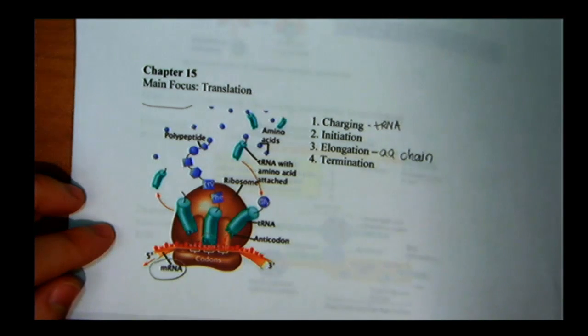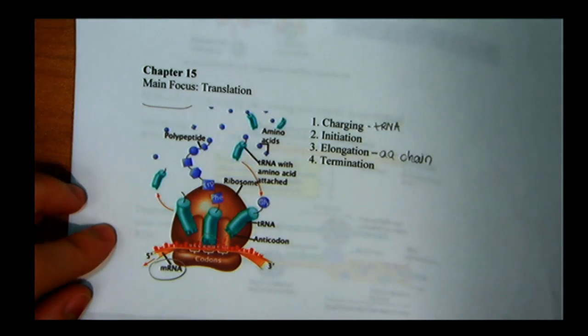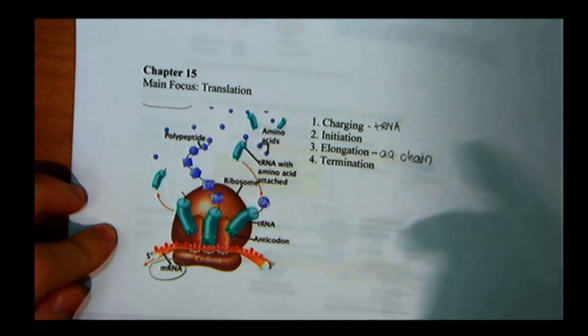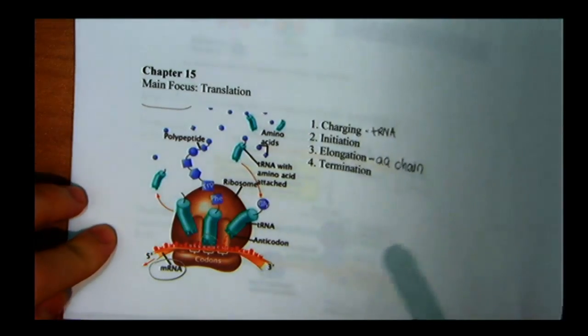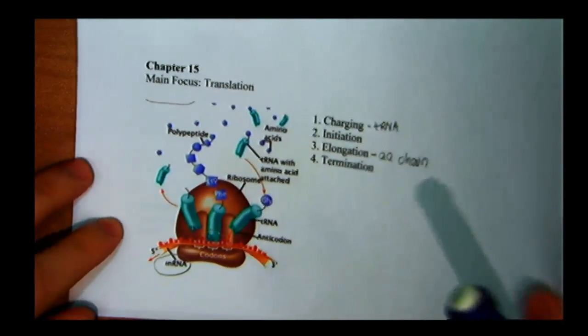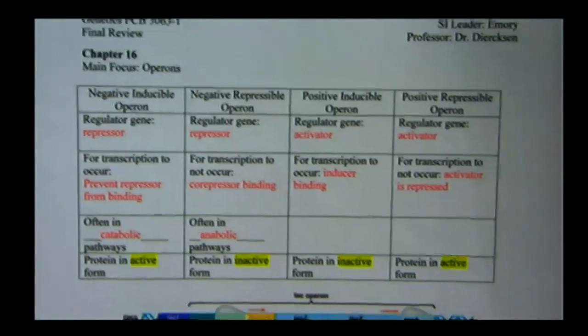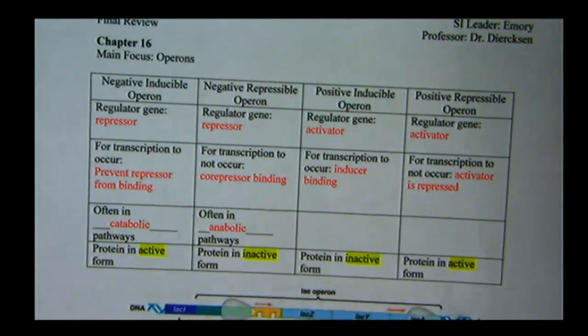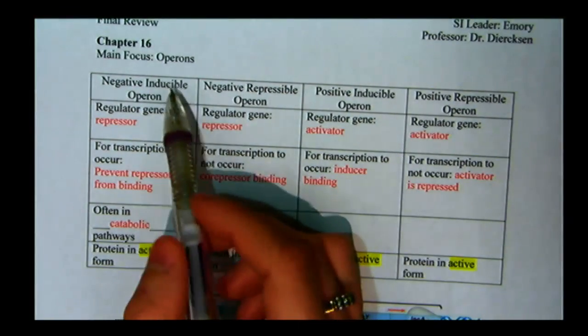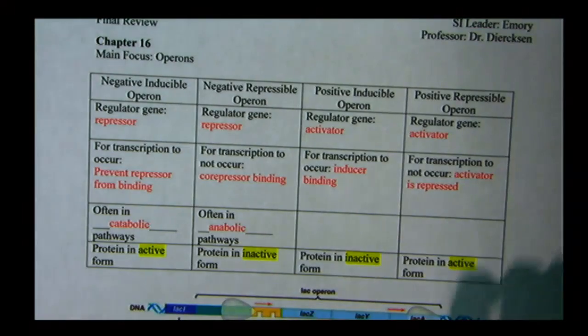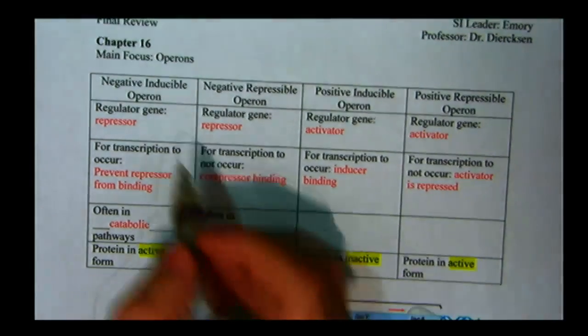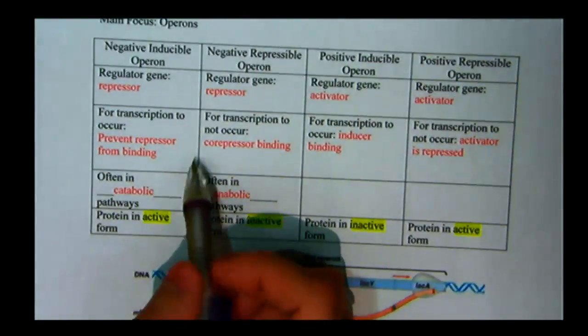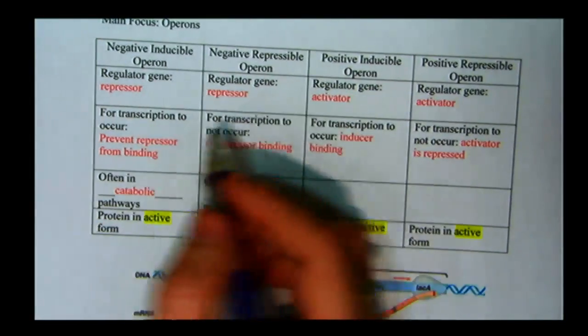And here is a table to try to help you with the operons, because I know that can be difficult. So each column is a different operon. You have your negative inducible, which is, remember, your lac operon. The regulatory gene will be a repressor. And for transcription to occur, you have to prevent this repressor from binding to the operon. And that is done by allolactose binding here. So this is often involved in catabolic pathways, so when you're breaking something down. And this repressor is in an active form because it's repressing transcription, which is what's usually happening in an inducible operon anyways.